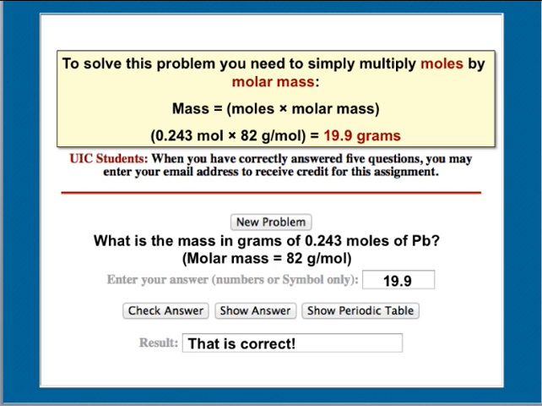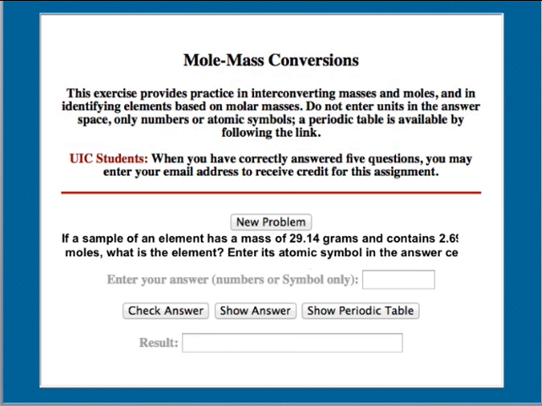Now this tutorial also has one other neat question. It's called the Search Your Periodic Table question. We have an unknown element, and we have 29.14 grams of it. Somehow we figure out that this 29.14 grams is equal to 2.698 moles. So we're given mass, and we're given the number of moles. What's the element?